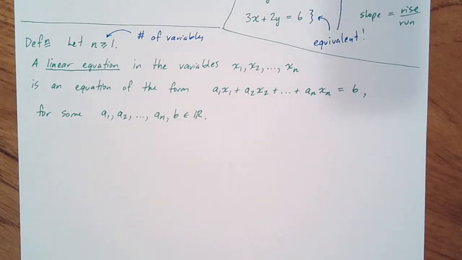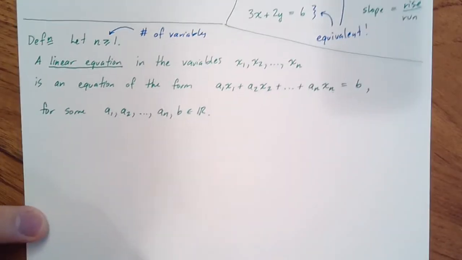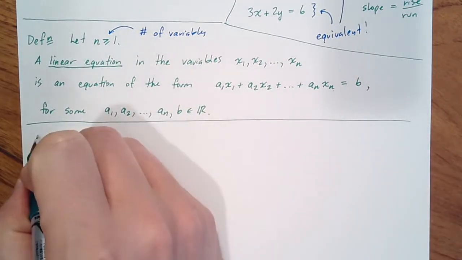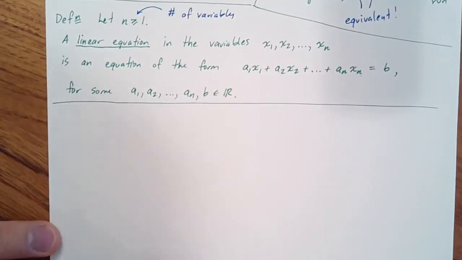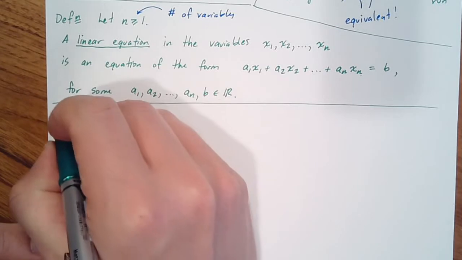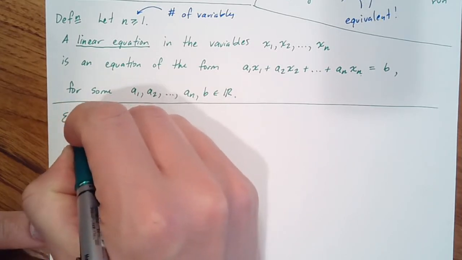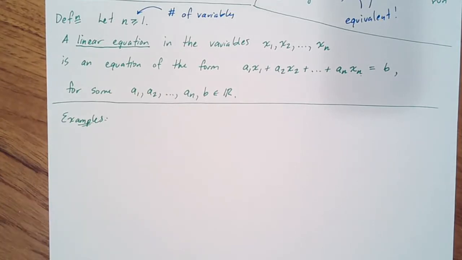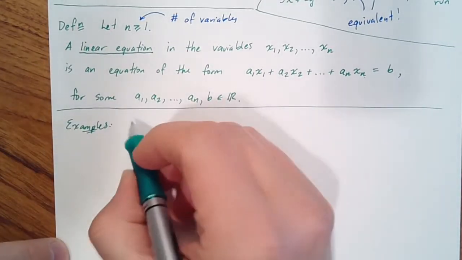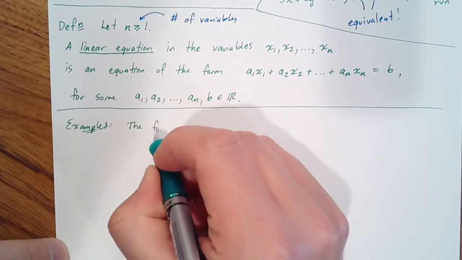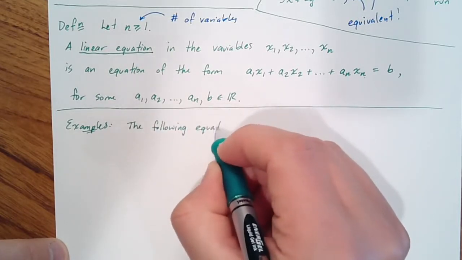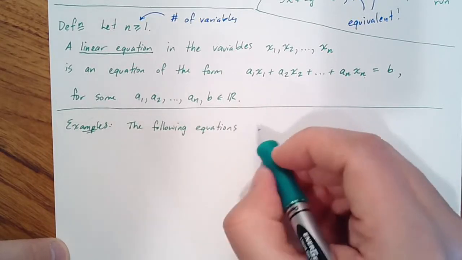So like many things in mathematics, an example is helpful. So let's talk about some examples of this idea and a couple of examples of what fails to satisfy this definition. So here are some examples of linear equations. So the following equations are linear.